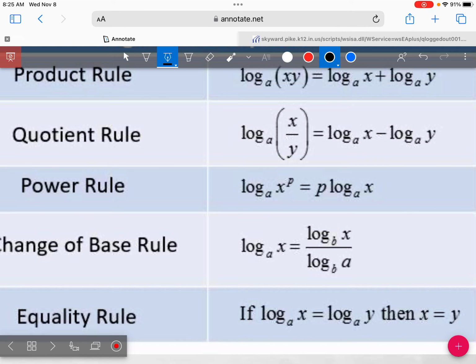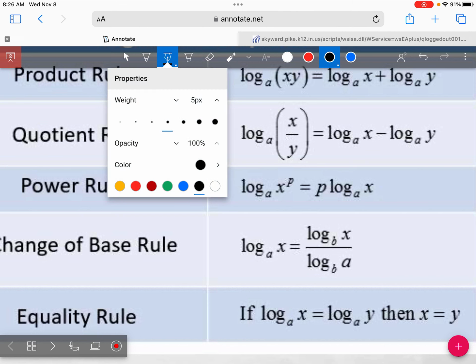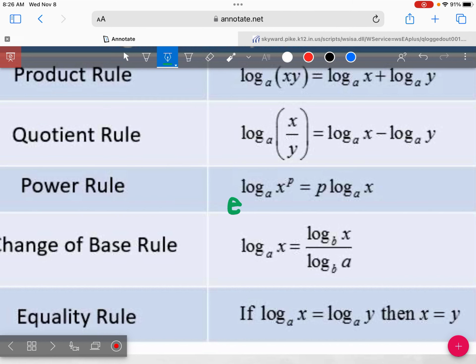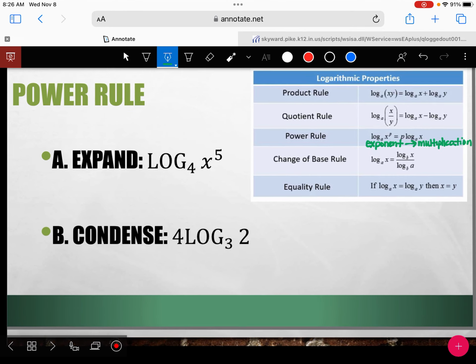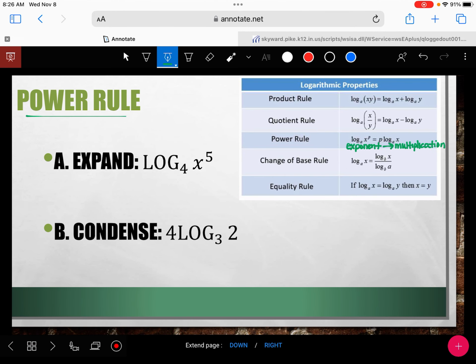Okay, so for the power rule, we have an exponent right here. And when you see an exponent, the rule tells us that that exponent can be moved to the front. So an exponent becomes multiplication. So when you see an exponent, it becomes multiplication. So that's that next rule. So take a minute and copy down these 2 examples for expanding the power rule. So we're on power rule now.